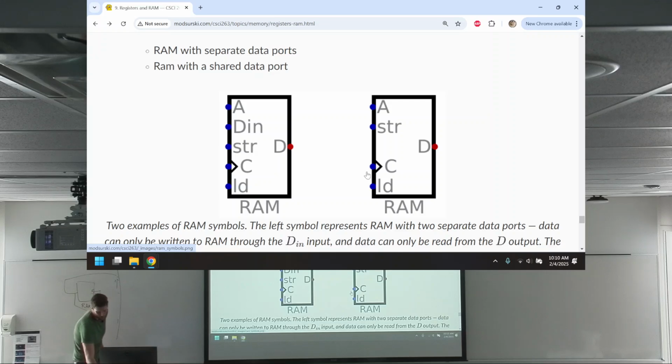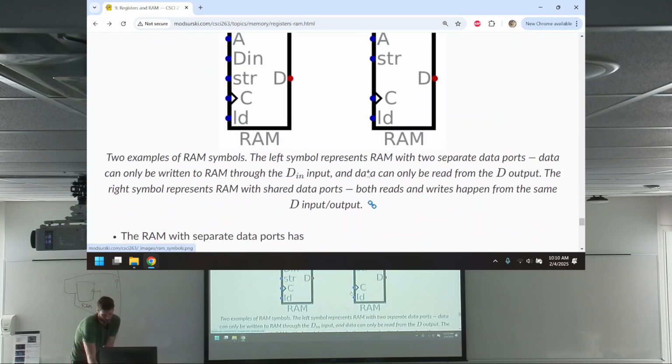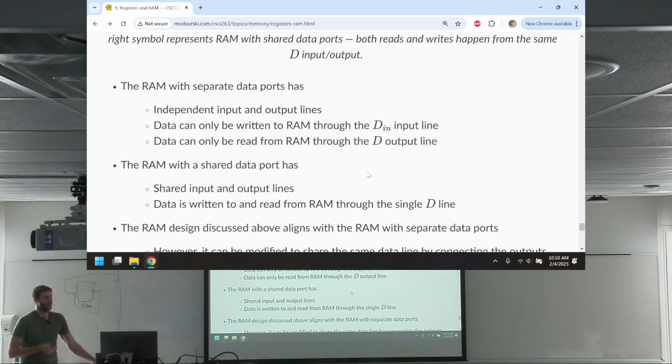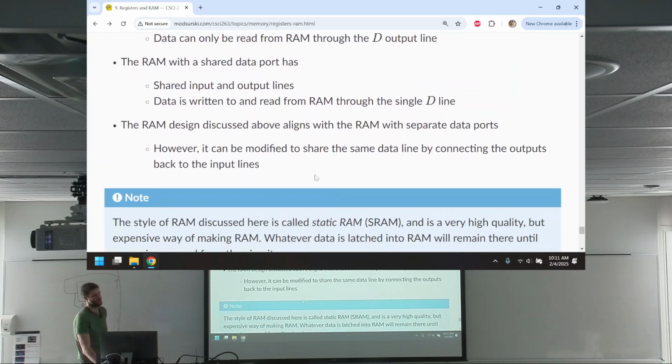So here we go. RAM with separate data ports and RAM with shared data ports. RAM with separate data ports has independent input and output lines, even though they're not really independent. Data can only be written to RAM through the D in. Data can be read from RAM through D out. RAM with shared data ports has shared input and output lines; data is written to and read from RAM through the single data line.